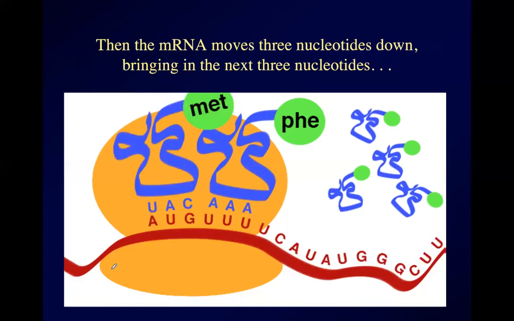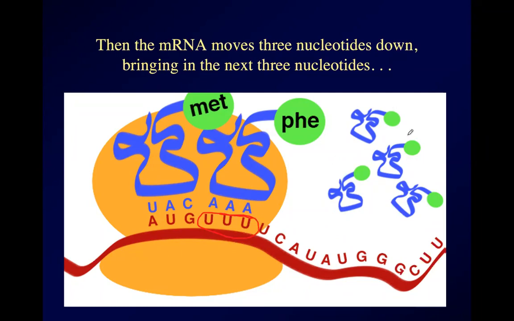Now what? Then the messenger RNA moves 3 nucleotides down. It goes ka-chunk, ka-chunk, ka-chunk. And now the next 3 nucleotides are right here, and they happen to be UUU. That's our next codon.